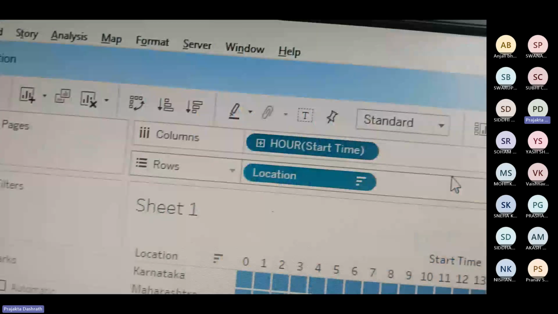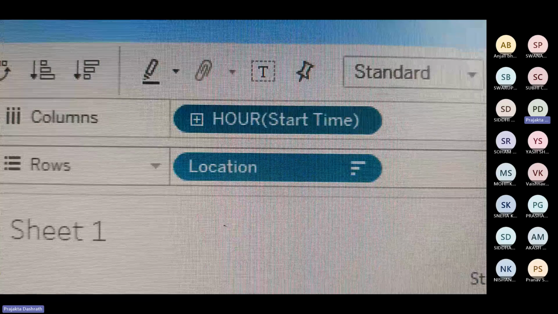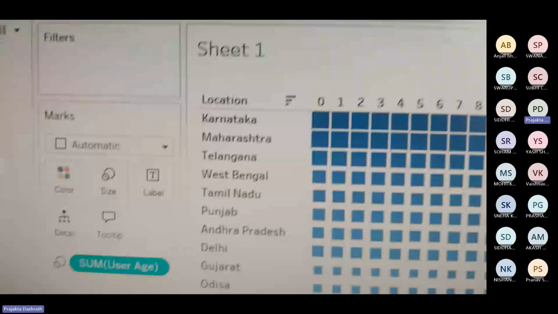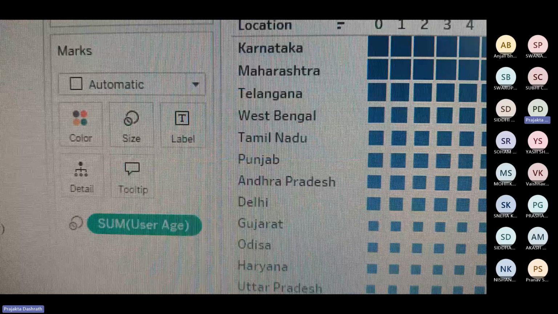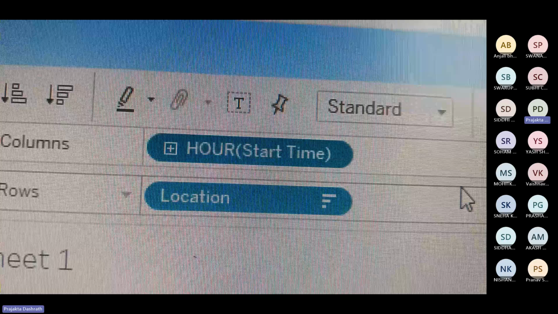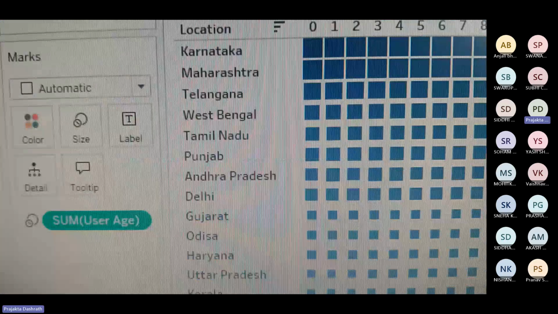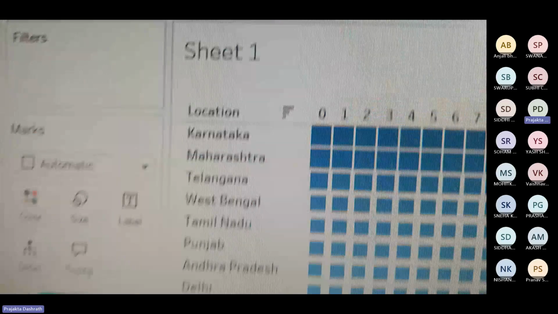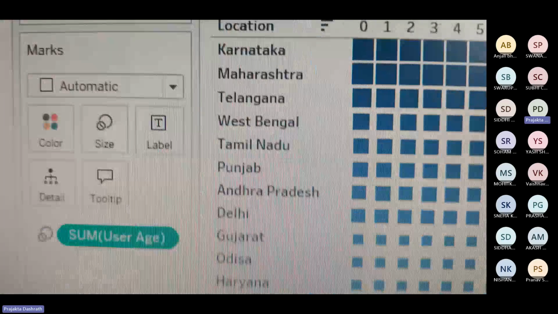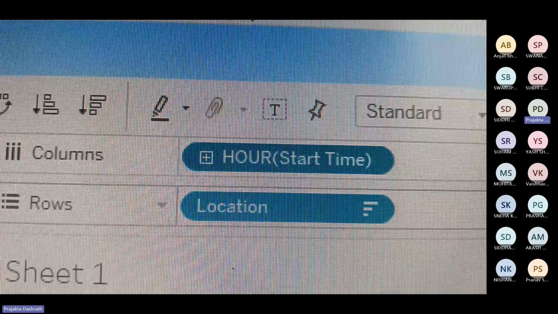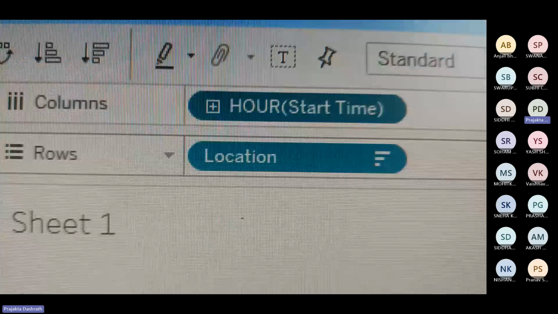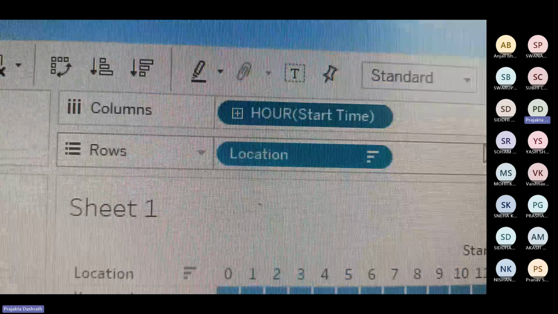The grain is start time and location on the basis of age. I will repeat. The grain is start time and location on the basis of age, or we can say location and age on the basis of start time. Means we are trying to figure out how many people or the age group on the basis of location and start time. Done? Clear with the grain?